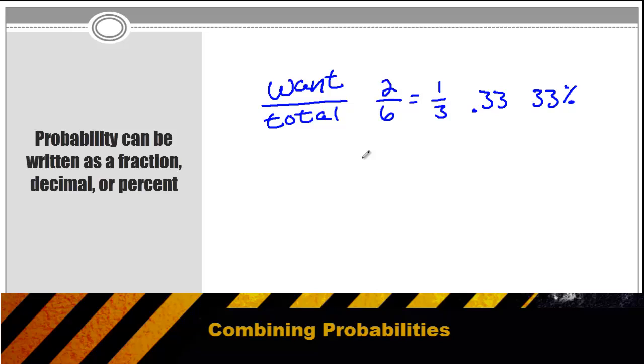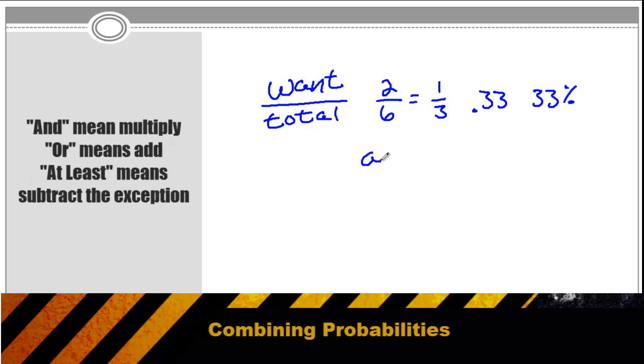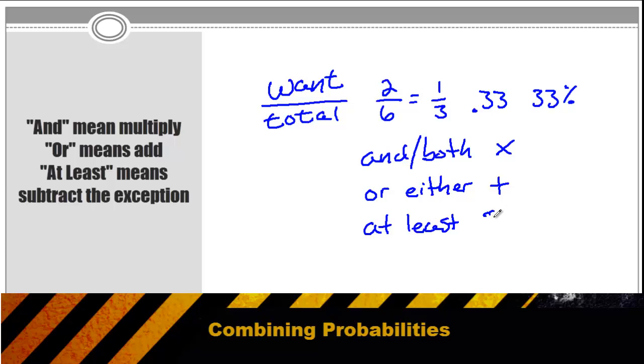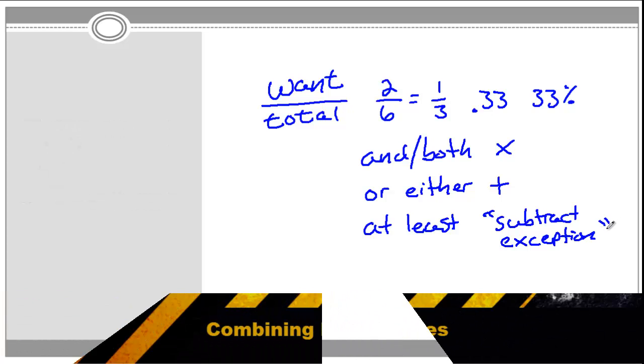When you're calculating multiple probabilities, you simply need to know that if the question says "and" or "both," then you're going to multiply your 2 probabilities. If the question says "or" or "either," then you will add your 2 probabilities. If the question says or implies the words "at least," then you will subtract the exception. And we'll talk about that more in just a bit.